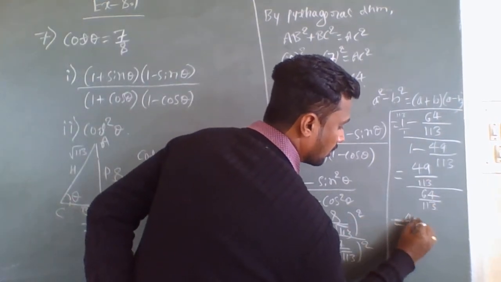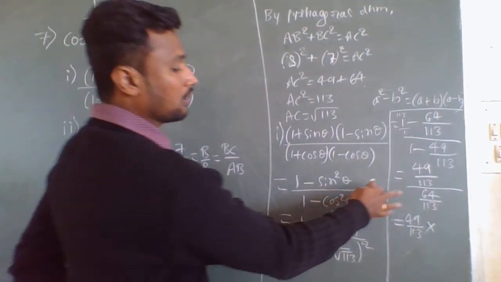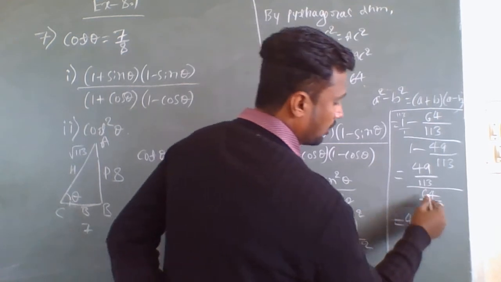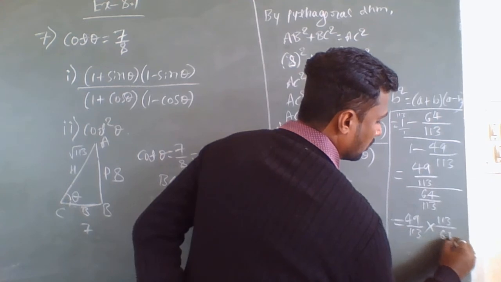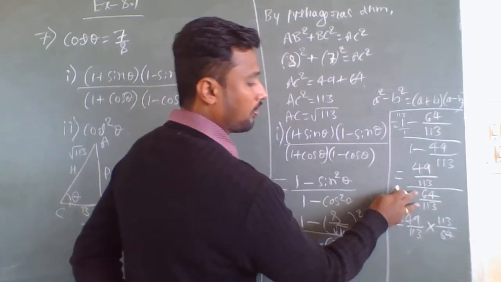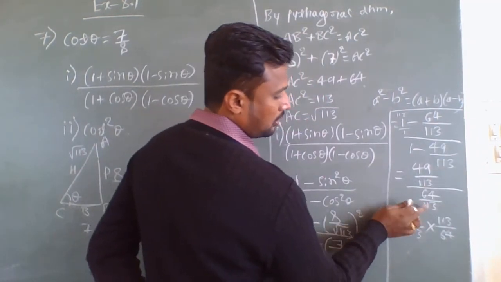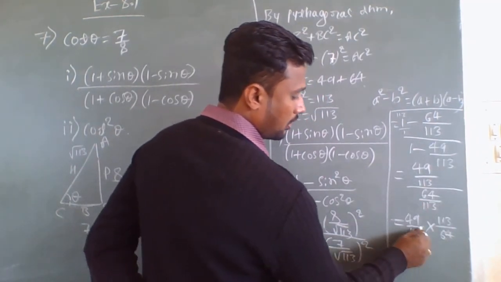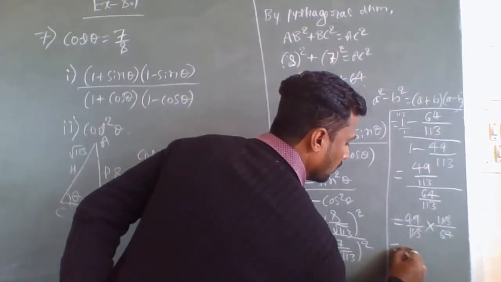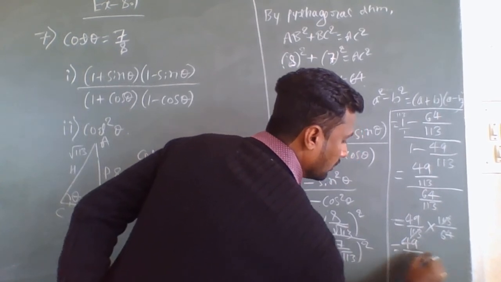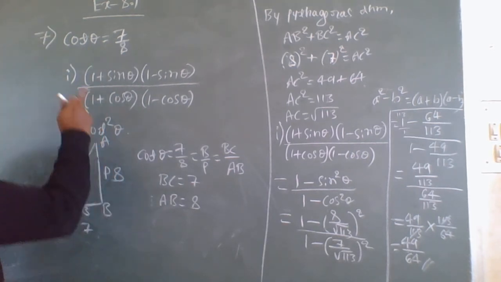So now what I will do? 49 divided by 113, into, I will take this denominator to numerator. So what it becomes? 113 divided by 64. We have to consider the reciprocal of this number when we take it to the upper side. So the reciprocal is 113 by 64. So here 113 and 113 cancel. So what we got finally? 49 divided by 64. Okay, so this is for the first one.